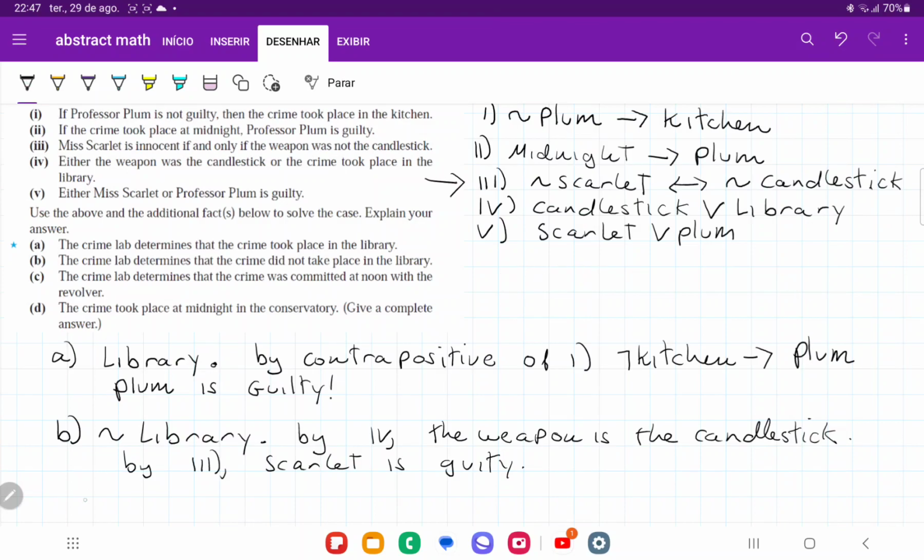What about item C? For item C, we have that the crime was committed at noon with the revolver, right? So let's see, if it was committed with the revolver, it means that it was not committed with a candlestick. So if candlestick is false, it must be that library is true, right? So by item 4, if it was not with a candlestick, then it was done in the library.